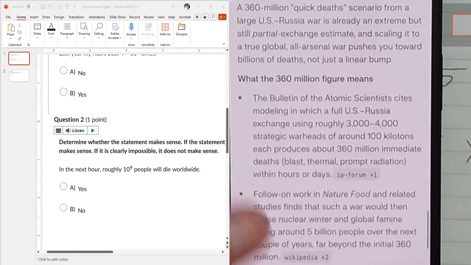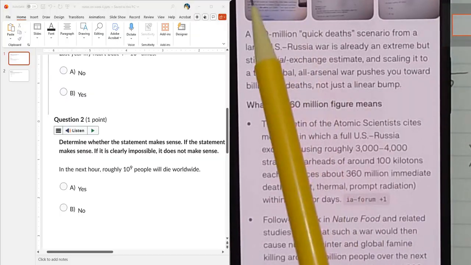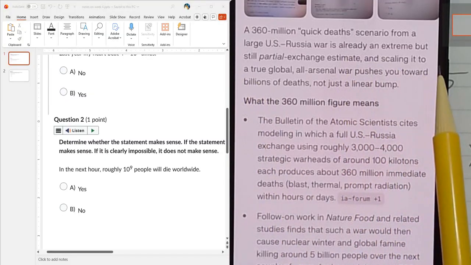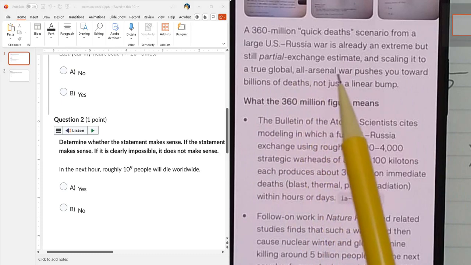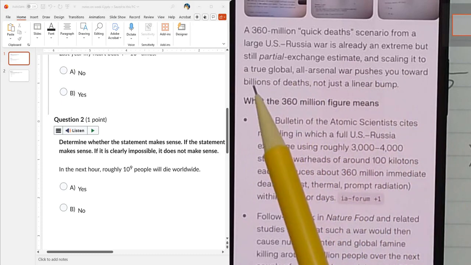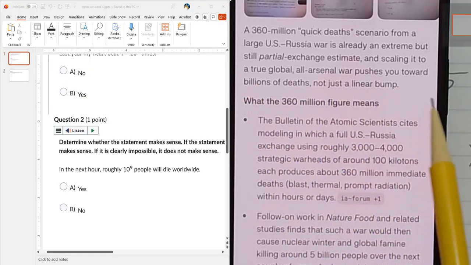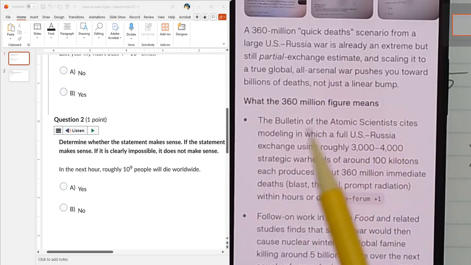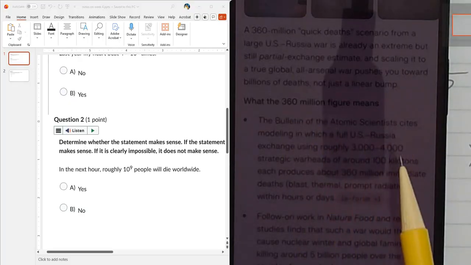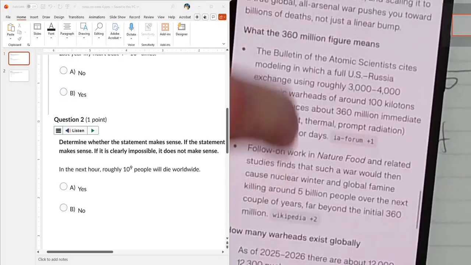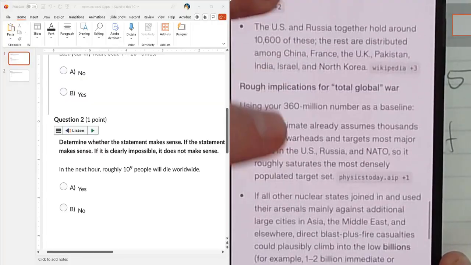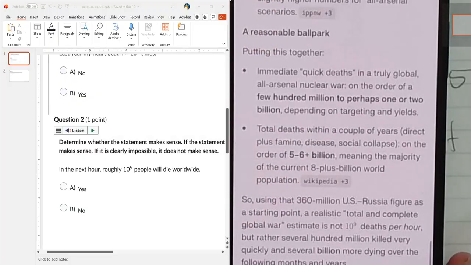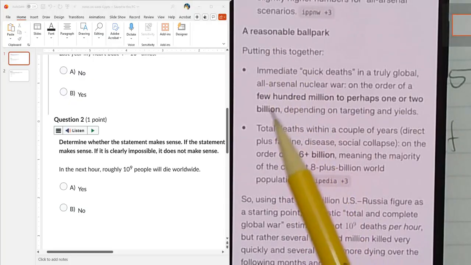It says, as we can see right here, a 360 million quick death scenario from a large U.S.-Russian war is already an extreme but still partial exchange estimate. And scaling it to a true global all-arsenal war pushes you toward billions of deaths, not just a linear bump. So we're talking about 360 million here. And then let's just go over, and we're talking about all the warheads. I can share this as well. But the big thing we want to go into is going down to the big picture here.